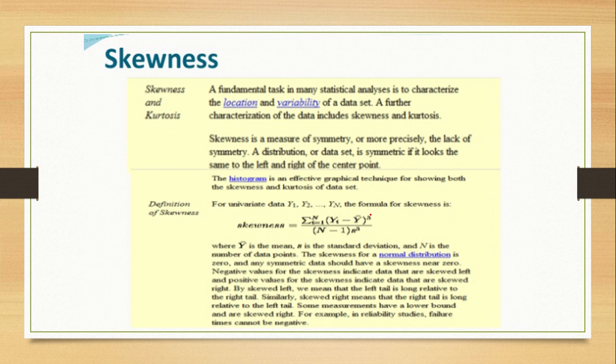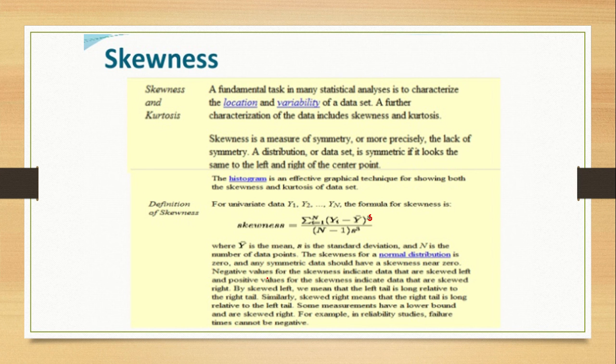So this is S, and this one is what we call standard deviation, and N is the number of data points. The skewness of a normal distribution is 0, so it doesn't skew to the right or left. So normal distribution skewness is equal to 0, and any symmetric data should have a skewness near 0.